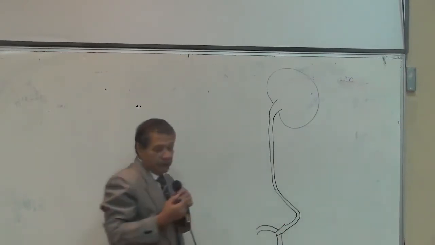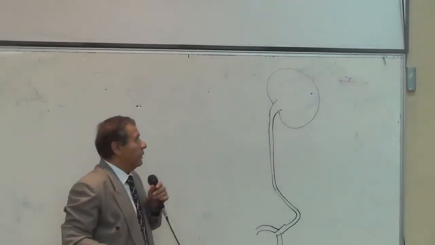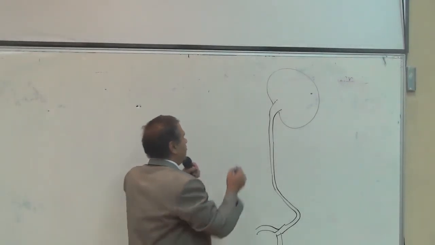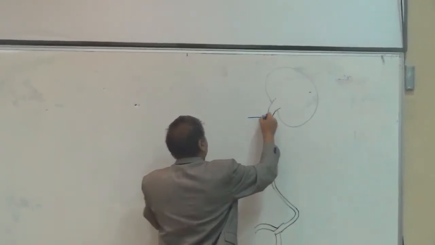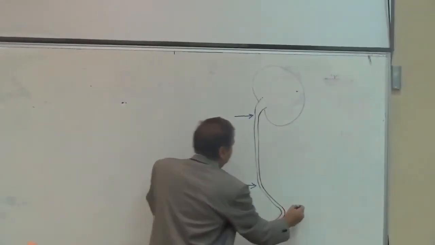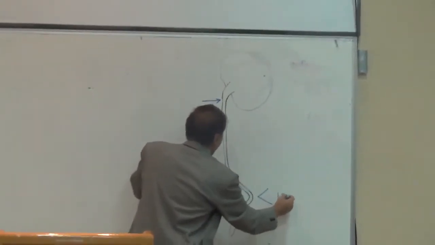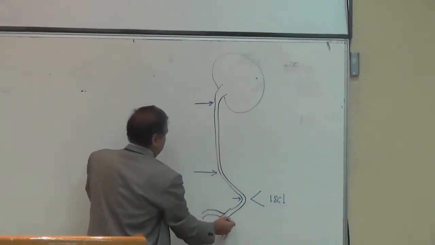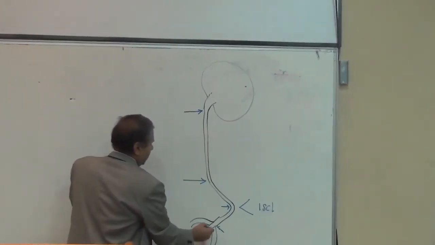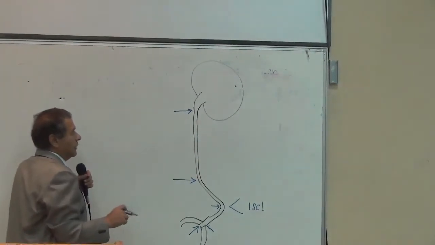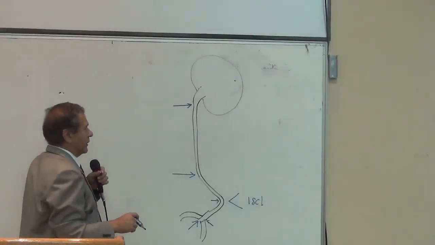The ureter is 10 inches long, half of it in the abdomen and half of it in the pelvis. It has 5 constrictions. The pelvic junction is the first one, and when it enters the pelvis, the second one, and towards the ischial spine, this is the third one, and at its entrance into the bladder, and at its end into the bladder. At such positions, a stone can be arrested there.